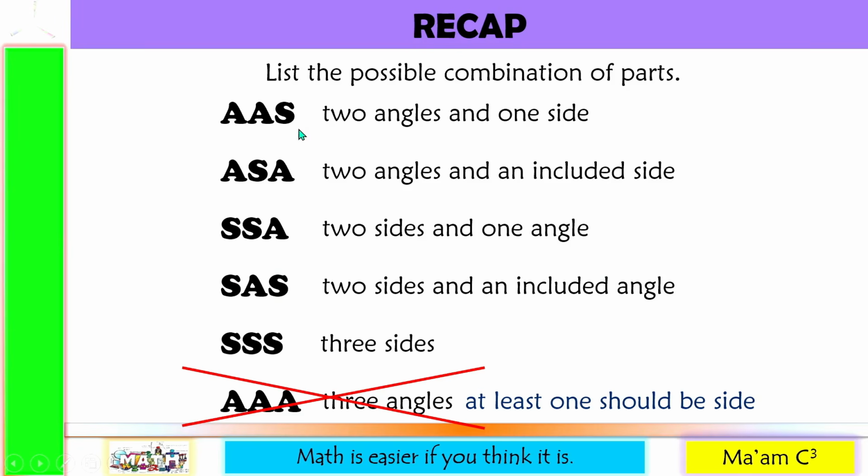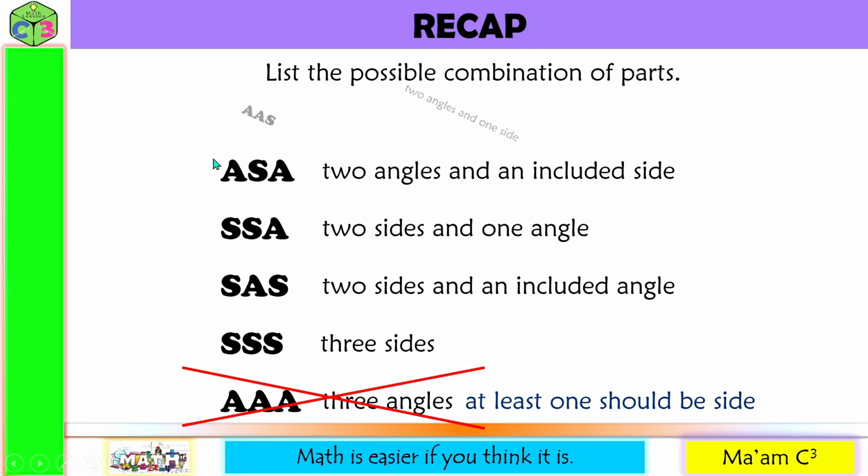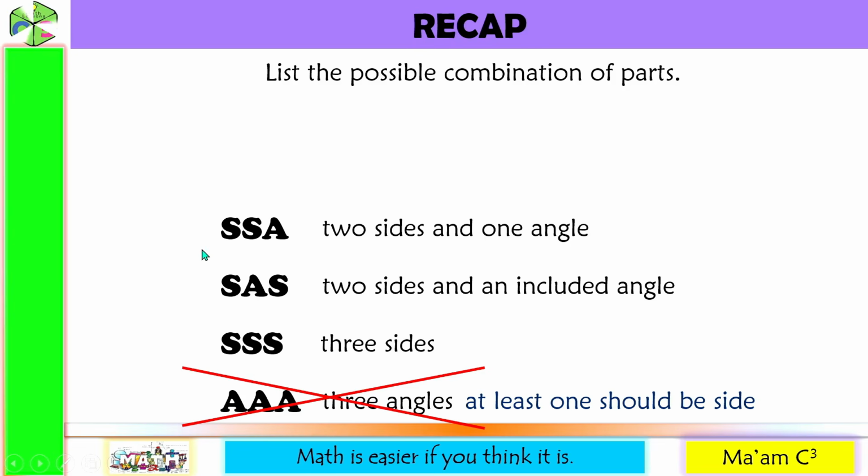We have learned the possible combinations of parts of a triangle. We have AAS, two angles and one side; ASA, two angles and an included side; SSA, two sides and one angle; SAS, two sides and an included angle; and SSS, three sides. We cannot have AAA because there should be at least one side given. We have learned how to solve AAS, ASA, and SSA using the sine law.